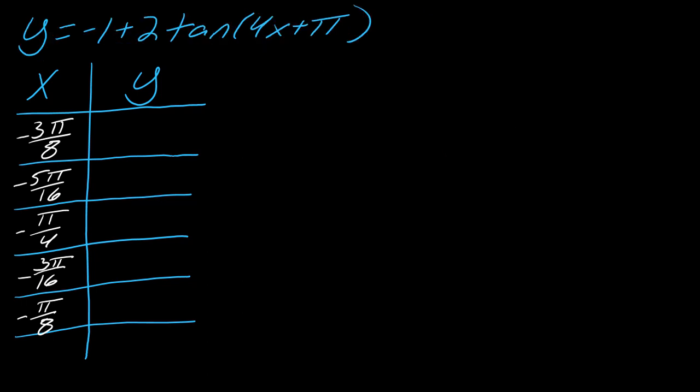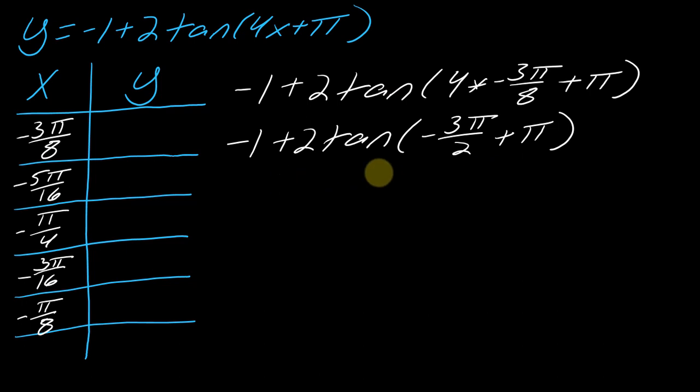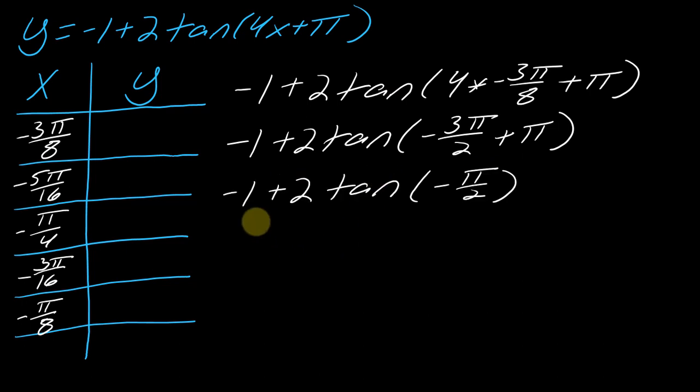Okay, we're in the home stretch here. So now I can start plugging these values in. First I'll plug in negative 3 pi over 8 into my function. And I can just simplify everything like you see here. Ultimately what I get is -1 plus 2 times tangent of -pi/2. I know that will be undefined because tangent of -pi/2 is undefined. And remember, this was supposed to be an asymptote anyways, so this is good that this is undefined. So we're all good here.